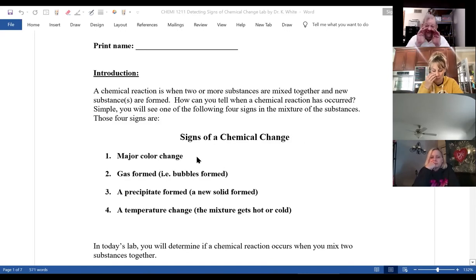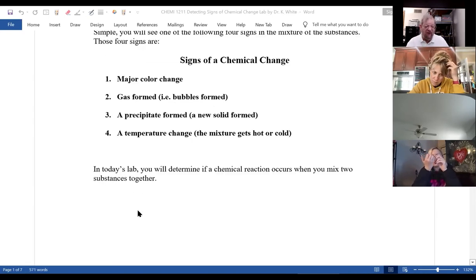Oh, by the way, just a reminder, good news: anything we do in lab, I'll never put on a test in the lecture. Anything on a lecture test, I'll talk about in a lecture. All right, so what are those four changes? Major color change, gas form, precipitate, which is a solid form, and when you do a mixture, or a major temperature change, it gets hot or it gets cold.